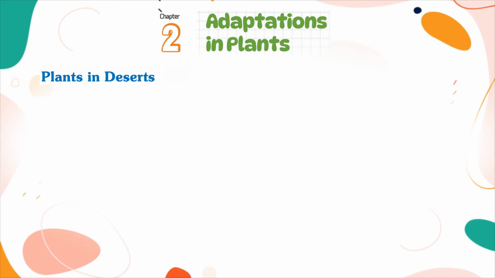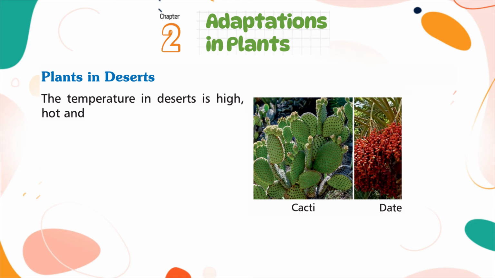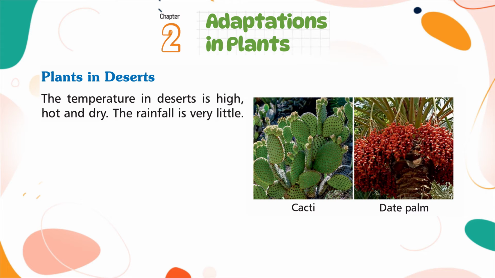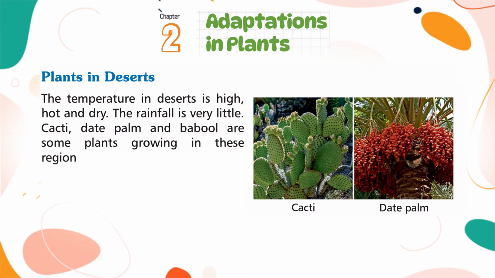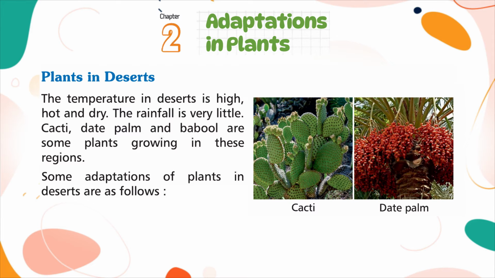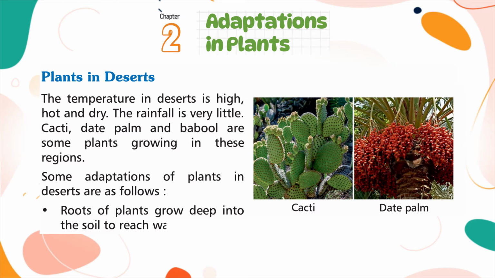Plants in deserts. The temperature in deserts is high, hot, and dry. The rainfall is very little. Cacti, date palm, and babool are some plants growing in these regions. Some adaptations of plants in deserts are as follows. Roots of plants grow deep into the soil to reach water.